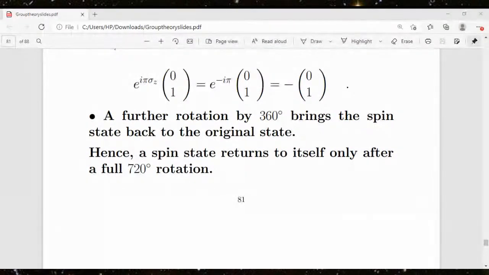Now are you able to see page number 81? Okay, I think now we are able to go from one slide to another.